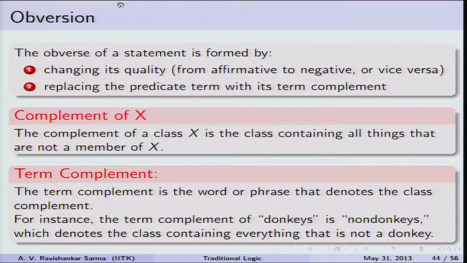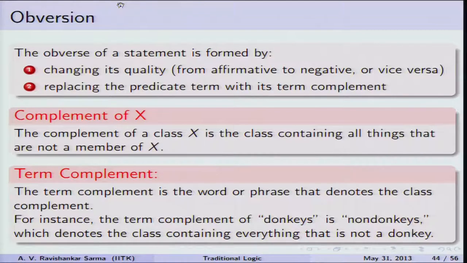For instance, if you say donkeys, its complement is non-donkeys. In the same way, cats means non-cats. The ones which are not cats are considered to be non-cats. So the complement is 1 minus that particular class. Obversion consists of two steps.